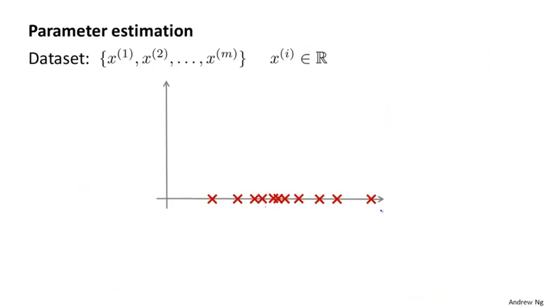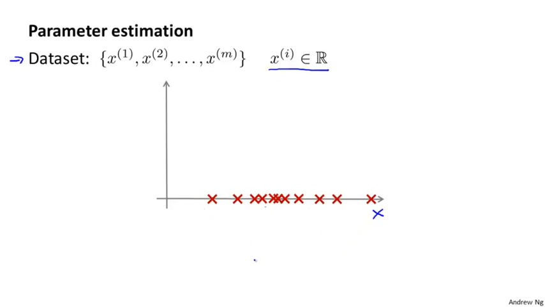So what's the parameter estimation problem? Let's say we have a data set of m examples, so x1 through xm, and let's say each of these examples is a real number. Here in the figure, I've plotted an example of a data set. So the horizontal axis is the x-axis, and I have a range of examples of x, and I've just plotted them on this figure here.